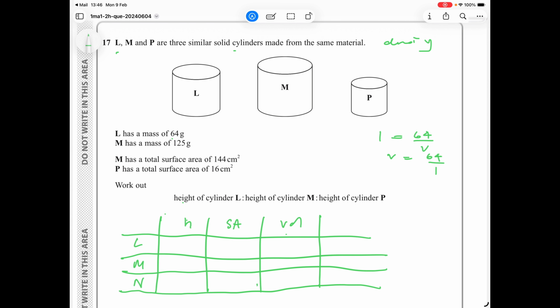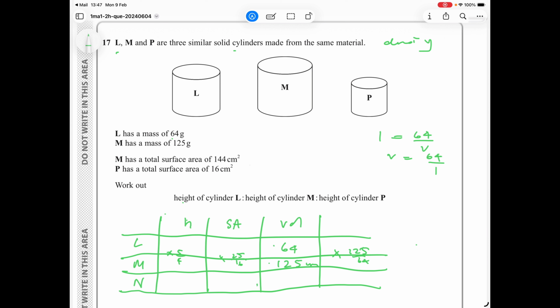So we know that L has a volume now of, say, 64 centimetres cubed, and M has a volume of 125 centimetres cubed. So to get from there to there, we have to basically times by 64 over 125 over 64, which works out as being 5 over 4. And that works out as being 25 over 16 in order to get from there to there.